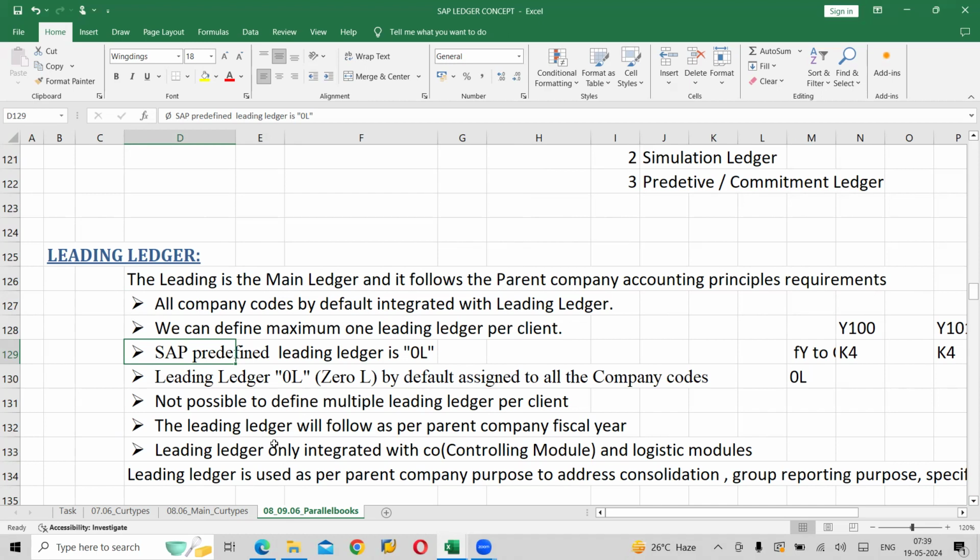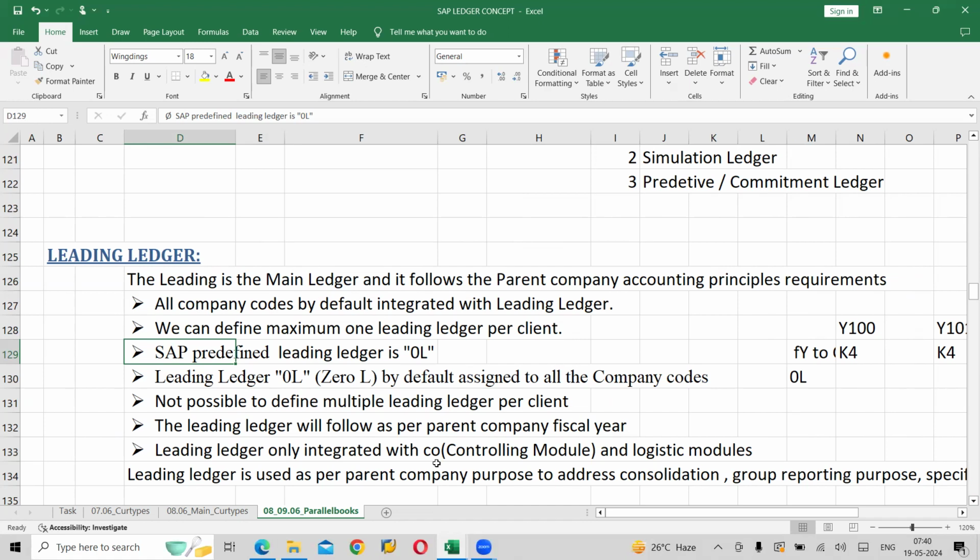The leading ledger will follow the parent company's fiscal year. If I'm following April to March, then 0L will follow April to March. If I'm following January to December, my leading ledger will follow January to December. If it is July to June, it follows July to June. October to September, the same it will take. So the leading ledger follows the parent company fiscal year. Clear? Any questions?